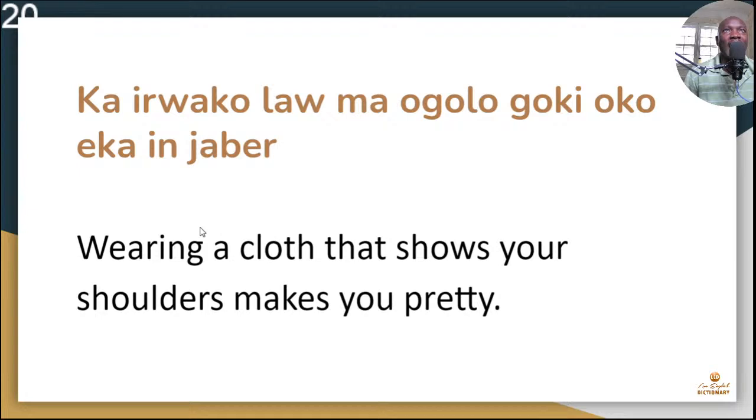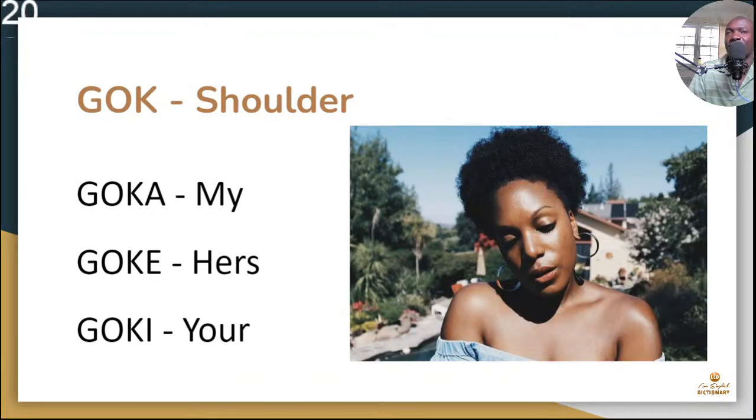Ka irwako law ma ogolo goki oko, eka in jaber. So when you wear a cloth that shows your shoulders, it makes you pretty. You can see this lady is very pretty because of the shoulders. So goka, my shoulders. Goke, her shoulders. Goki, your shoulders.